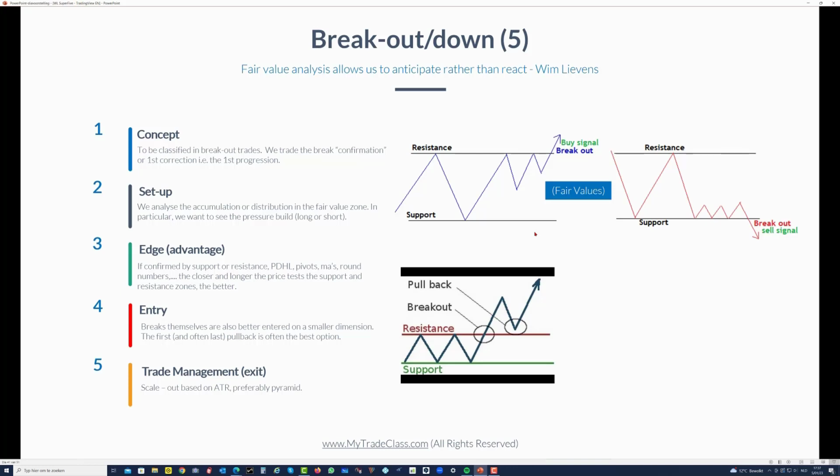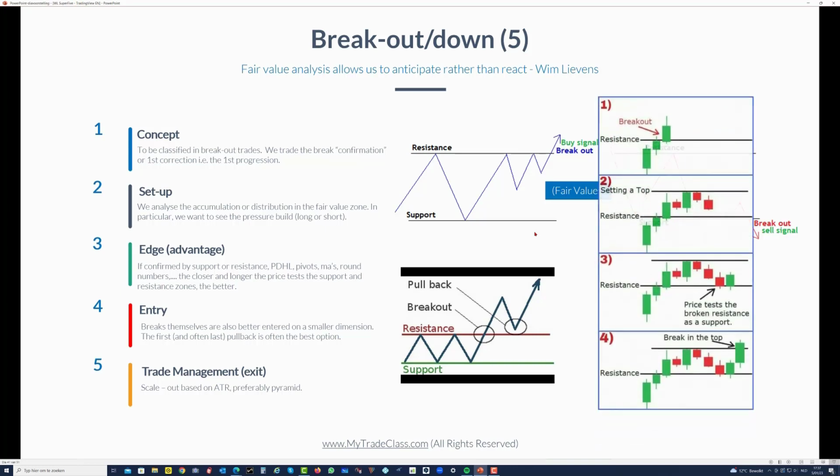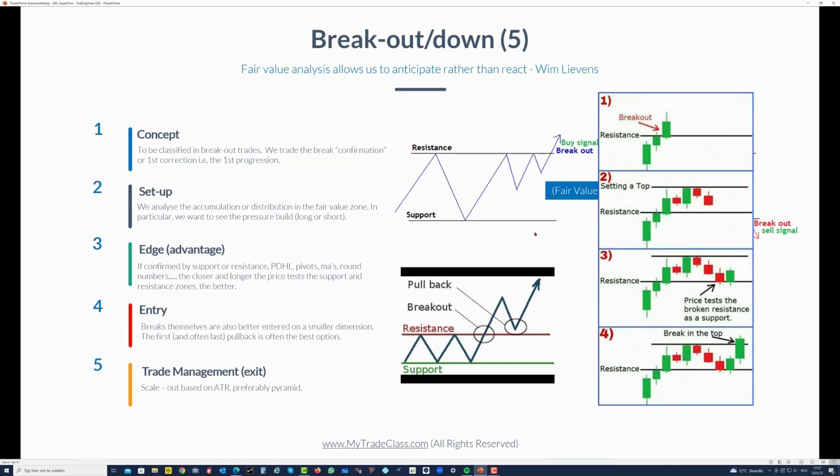But maybe there was a better way of trading it. Now, the way we do this and the way the tool was created is that, for example, if you have this resistance level here from the breakout area, and you can have accumulation before, which I would prefer, but let's say you have a breakout, you will have a new high, which is on number 2, setting a top, meaning there is a new high.